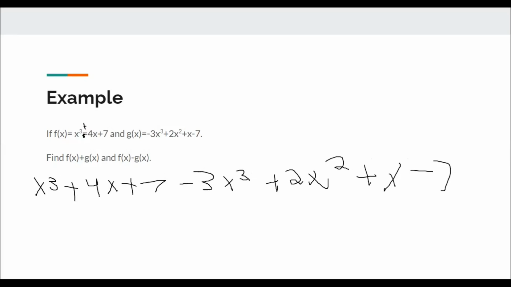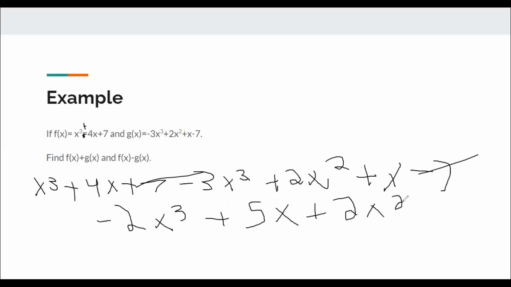If you sum these two functions, you take the coefficients and you add them. So the x cubed plus negative 3x cubed is going to become negative 2x cubed. And then you notice there's a 4x here and an x here. If you sum them, it's going to become 5x. It's pretty straightforward. And then you have 7 here and minus 7, so those cancel out. And then you have just a 2x squared here.